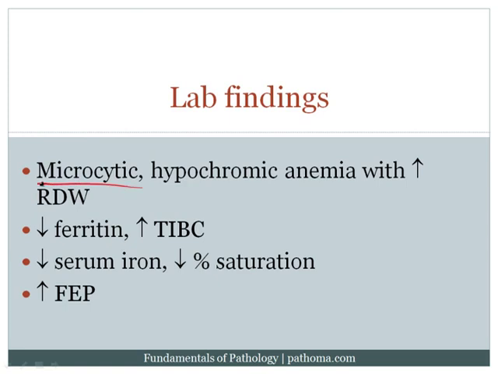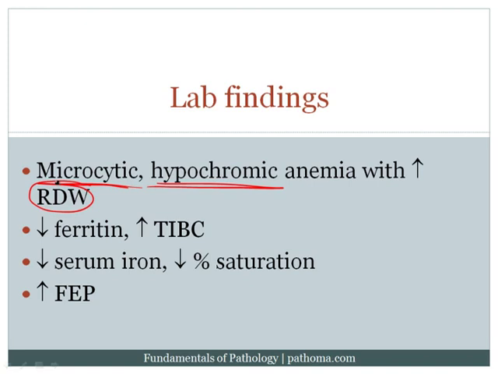Now, what are the key laboratory findings in iron deficiency anemia? Well, you know that they're going to have a microcytic, so the MCV would be less than 80. Hypochromic, the red cells will look less pink than they should, with an increased RDW. Now, this requires a little bit of discussion. What is the RDW? The RDW stands for the red blood cell distribution width. And basically what the RDW measures is what is the spectrum of size of the red blood cells. If all of the red blood cells are relatively the same size, then the RDW would be low. And if there's a wide spectrum of red blood cell size, then the RDW would be high.